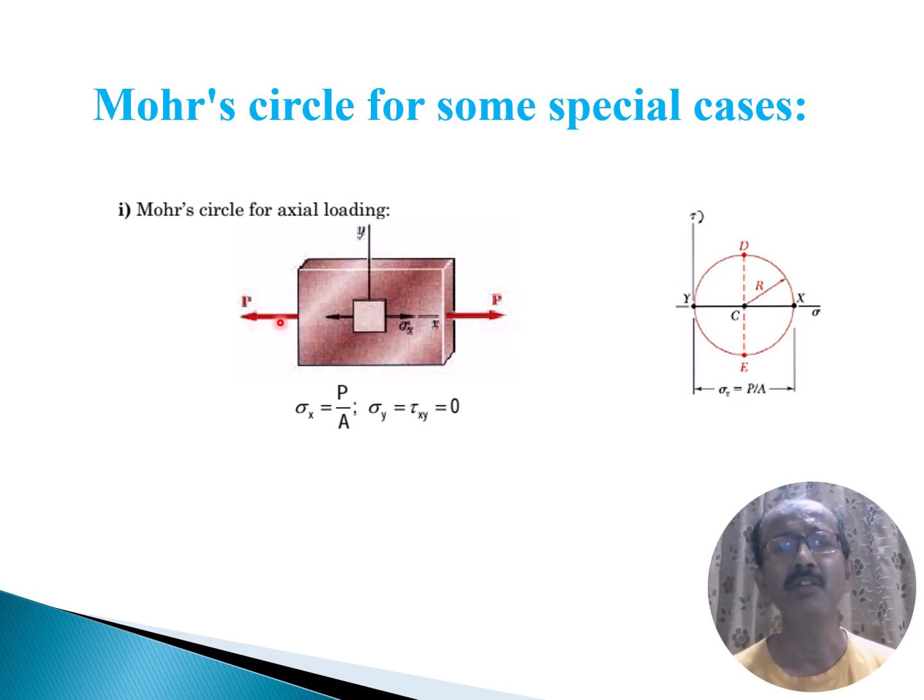In that case, there is only the force in the x direction, no forces in the y direction. So there is no question of stress in the y direction, only the stress in the x direction is present. So sigma is nothing but P by A. So sigma x equals P by A, sigma y equals tau xy equals 0. So there will be no sigma y. If we plot that, this should be the diagram. So only sigma x is present.